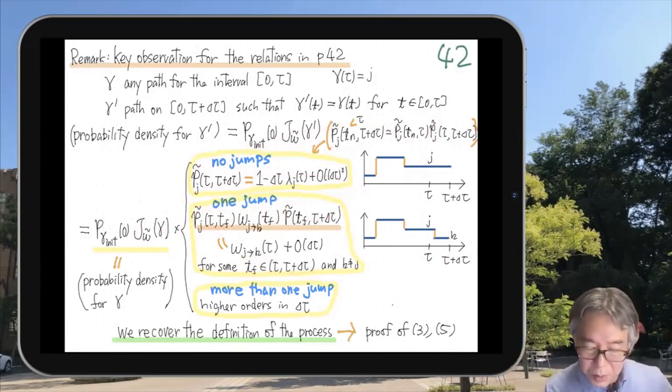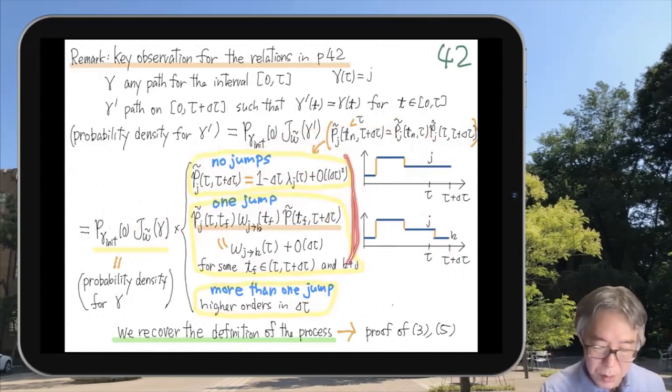Of course, there are cases where there are many more than one jump, 2 jumps, 3 jumps, but you can easily convince yourself that those give you higher order in delta tau. So in the lowest order in delta tau, what you have to consider are only these 2 cases, and you can neglect this.